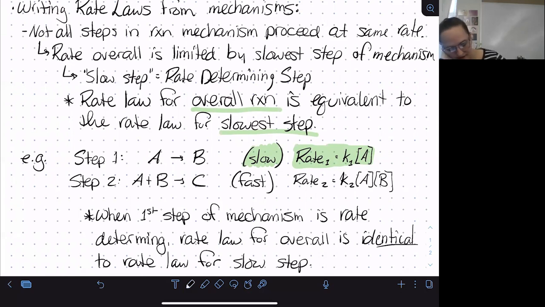So this is our overall rate law here. So when the first step is slow, super easy, write the rate law for the first step, and that is the rate law for your overall reaction. We didn't even need to find the overall reaction here. We could have, we didn't, it's fine. When the slow step is not first, things get a little bit more complicated, but that is the topic of our next video.